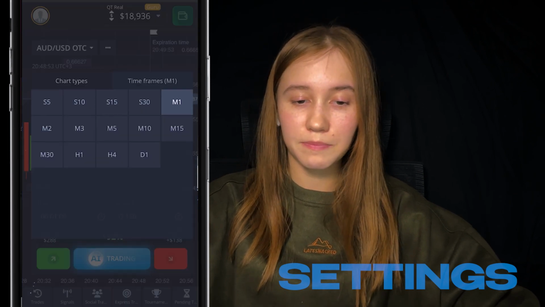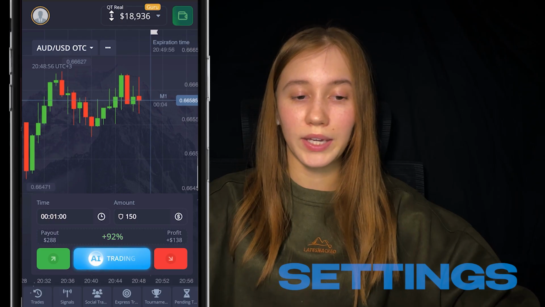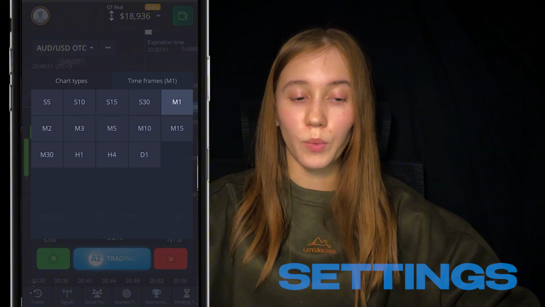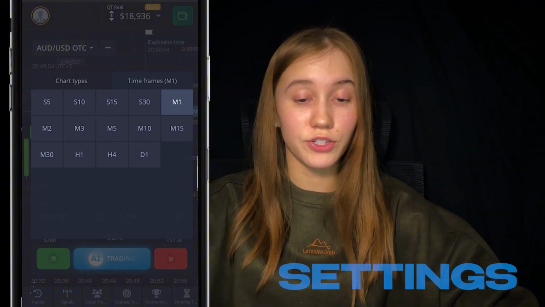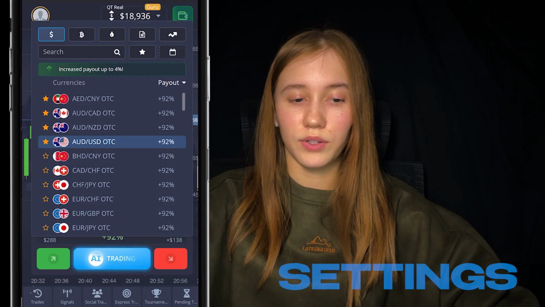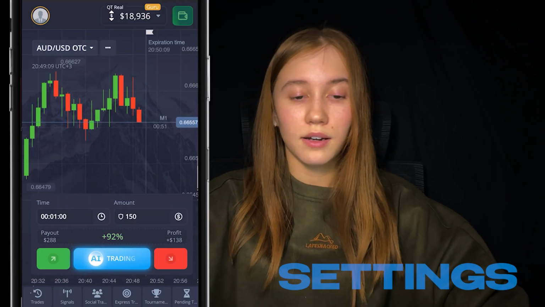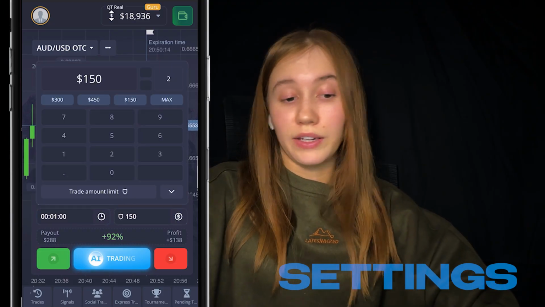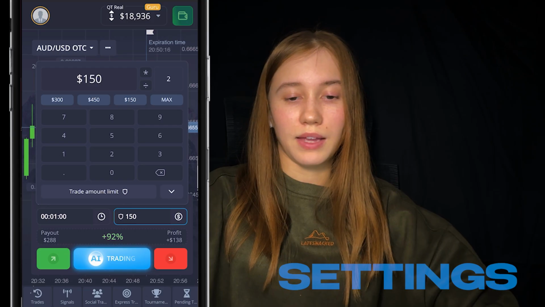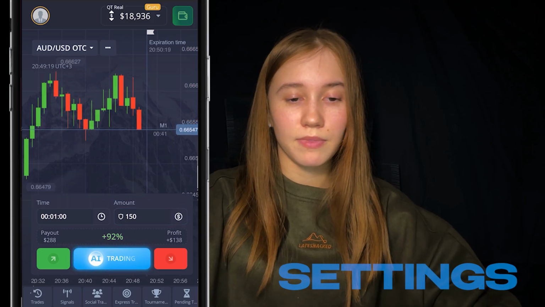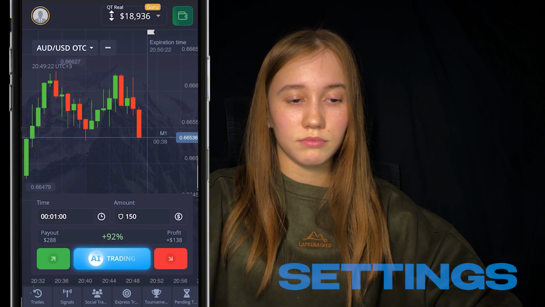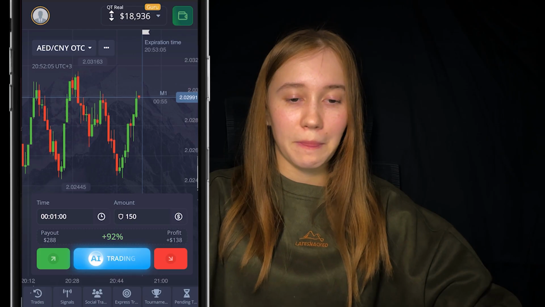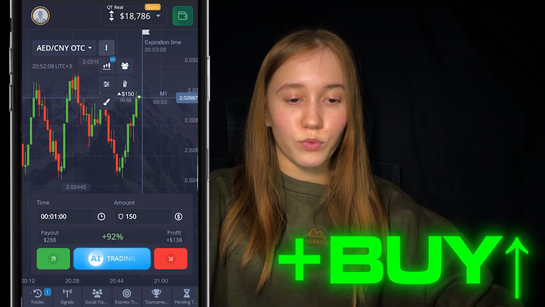Click on these points and we can highlight this time frame, 1 minute, and we can change it to absolutely anything. You see 10 minutes, like a day, how convenient for you. Deal amount, 1 minute, deal amount $150 and 1 minute time frame.